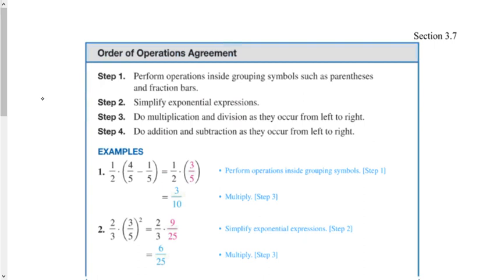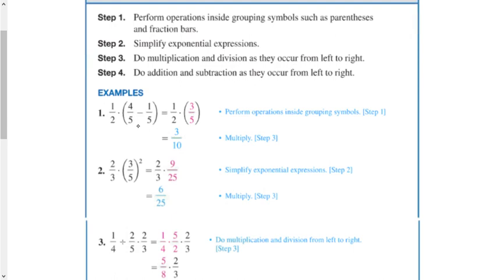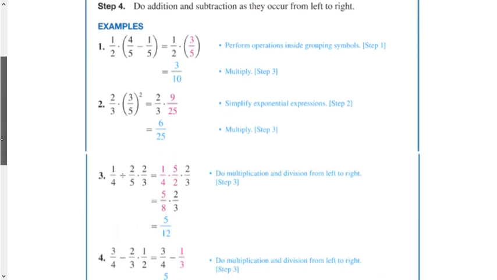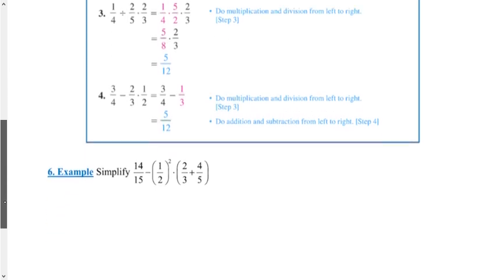So here's a few examples that are already worked out. You can see that what we did first here is we would do what's inside the parentheses. So you do the grouping or the parentheses first. There are no exponents. So 4/5 minus 1/5 is 3/5. Then you take that times 1/2. Right, so here's a couple nice examples for you to look through before we do one of our own.